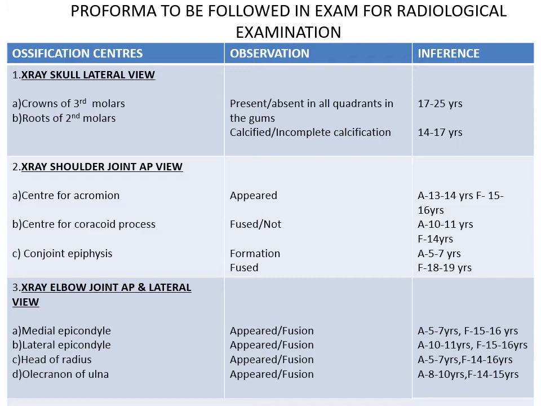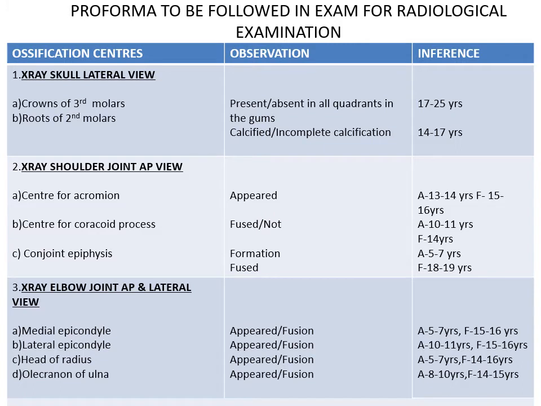Now coming into the X-ray shoulder joint, there are mainly three centers: center for acromion, center for coracoid process and conjoint epiphysis. As I told you, conjoint epiphysis is nothing but like triradiate cartilage. This conjoint epiphysis is formed by fusion of greater and lesser tubercle and head of humerus. So center of acromion has appeared. It appears at the age of 13 to 14 years.